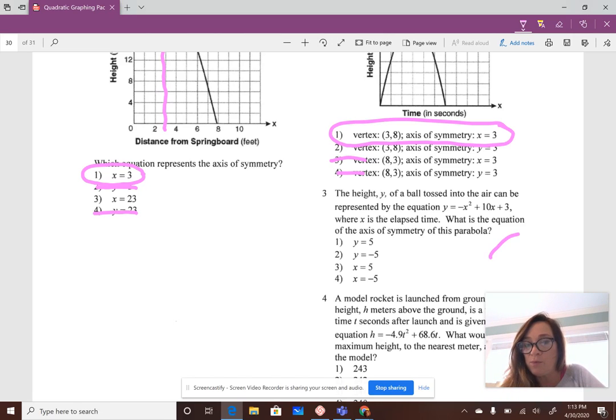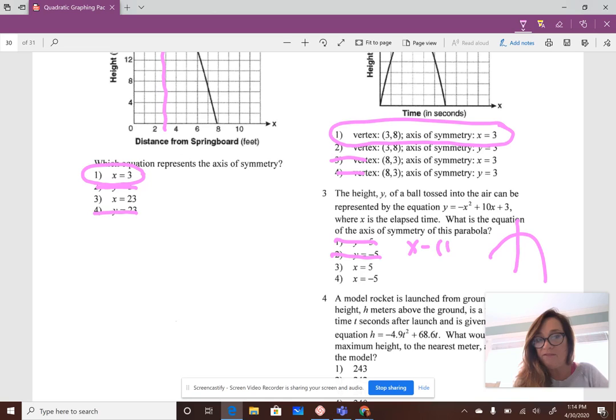Okay, a ball is tossed into the air. So here goes the ball, released at a height of 3. What is the equation of the axis of symmetry? So imaginary line that divides. And again, it's always an x equals line. Okay, so x is equal to negative b over 2a. So x equals 5. Negative divided by a negative is a positive.